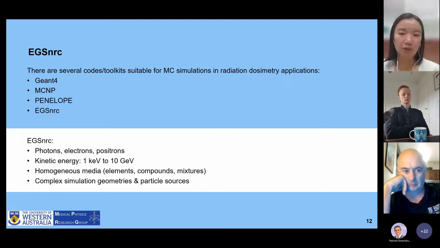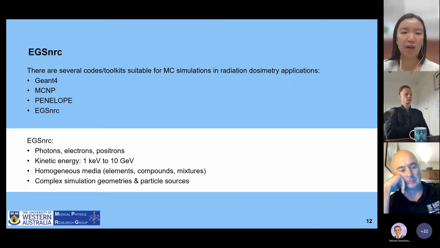So there are several toolkits suitable for Monte Carlo simulation in radiation dosimetry applications. GEANT4, MCNP, PENELOPE, and EGS are the most common ones. This thesis uses EGSnrc, and it simulates photons, electrons, and positrons, with kinetic energy range of 1 keV to 10 MeV. The media must be homogeneous, but it can be elements, compounds, or mixtures. EGS is capable of simulating complex geometries and particle sources.